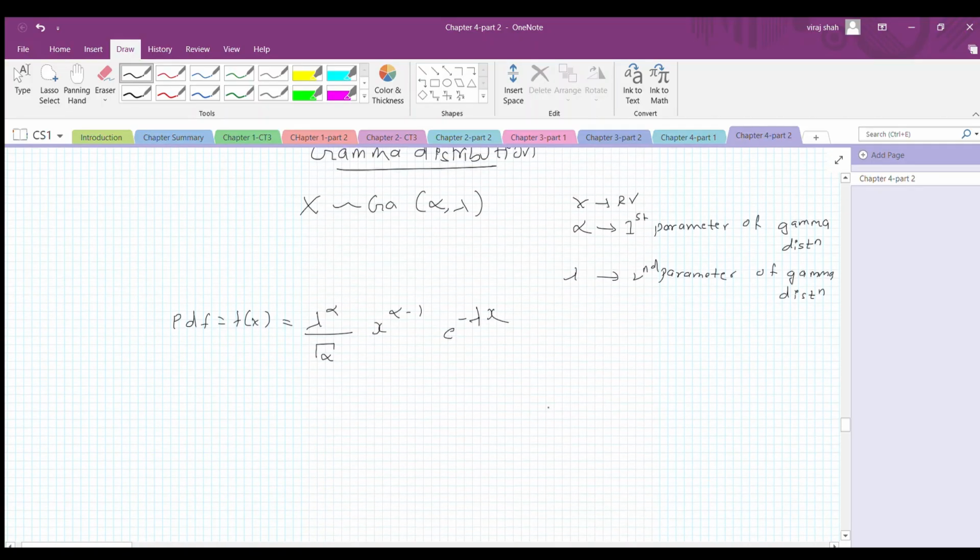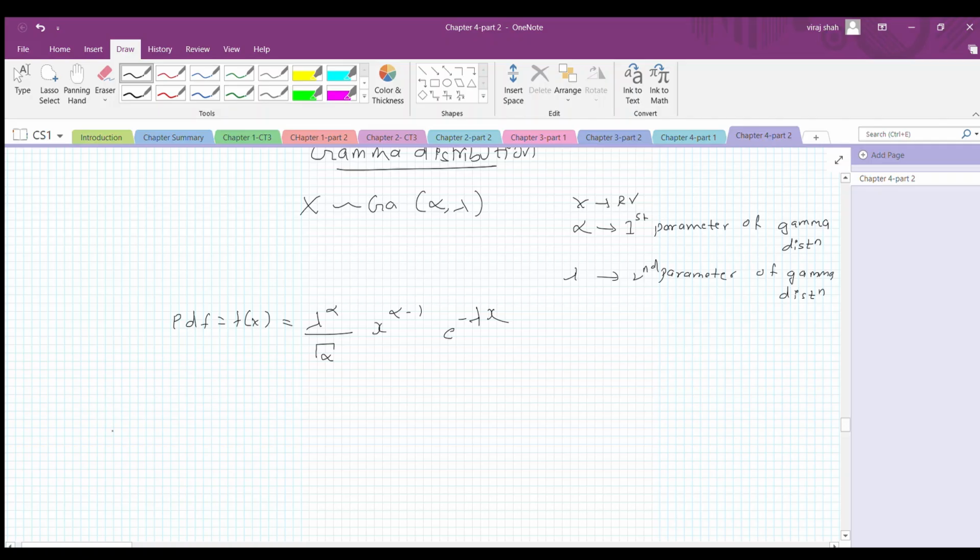Going ahead, every time after writing the PDF, we calculated the CDF. So let us do that. What do we mean by CDF? It is P of X less than or equal to x. But for the gamma distribution, there is no CDF at all. So we won't be doing the CDF of the gamma distribution.